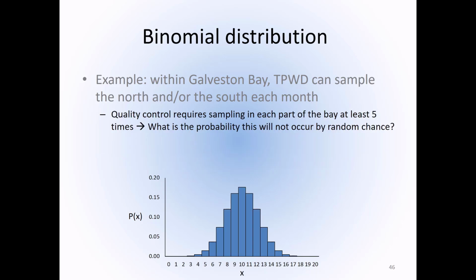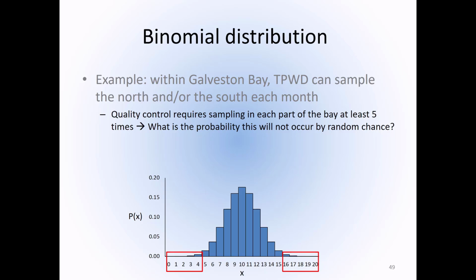Maybe we want to make sure that we have at least 5 sampling events in each portion of the ecosystem each month. And TPWD is interested in the probability that this is not going to occur just by random chance if we're randomly selecting our sampling location each time. So this would be anywhere from 0 to 4 sampling events in North Galveston Bay, or 16 to 20 sampling events in North Galveston Bay, because if we sampled North Galveston Bay 16 times or more, we'd be sampling South Galveston Bay less than 5 times.